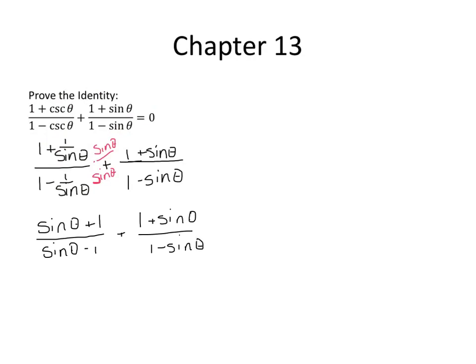Now you may look at this and say common denominators, but remember, subtraction is not commutative, so sine of theta minus 1 is not the same as 1 minus sine of theta. However, once again, I can multiply numerator and denominator by the same value so that I have a common denominator, and in this case that value is negative 1. Remember that you do have to distribute, so you get negative sine of theta minus 1 over negative sine of theta plus 1.